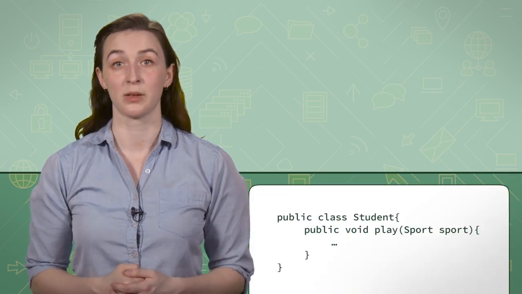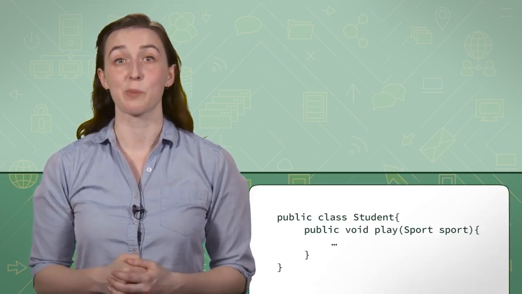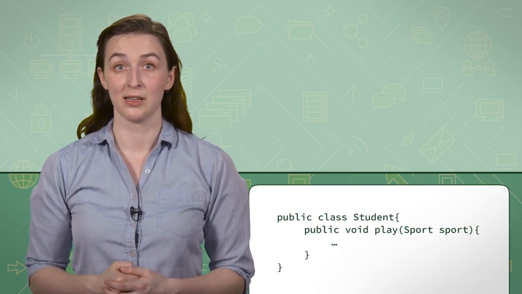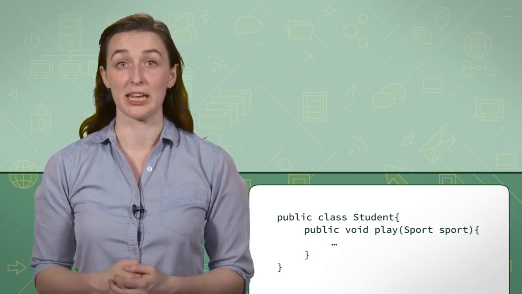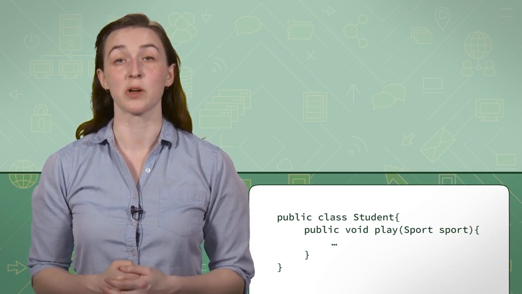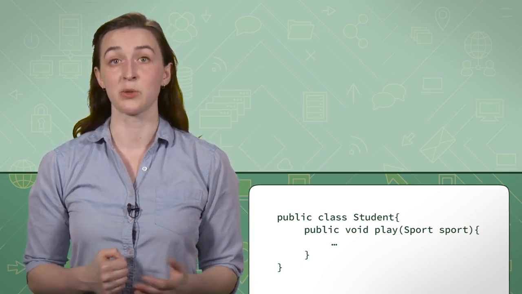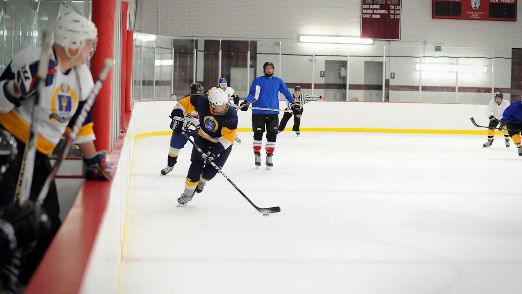Now we will look at an association example in code. In this code excerpt, the student is passed a sport object to play. The student does not possess the sport beyond playing it. The relationship is between two completely separate objects. A student can play any number of sports, and any number of students can play a sport. Now it's your turn to come up with some code displaying an association.